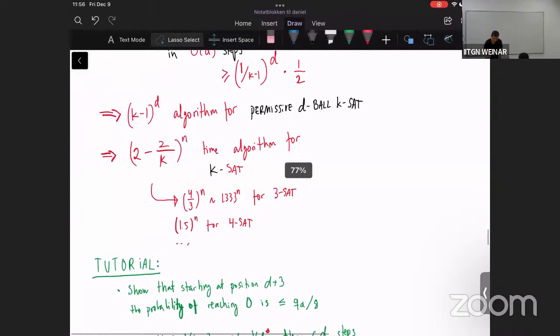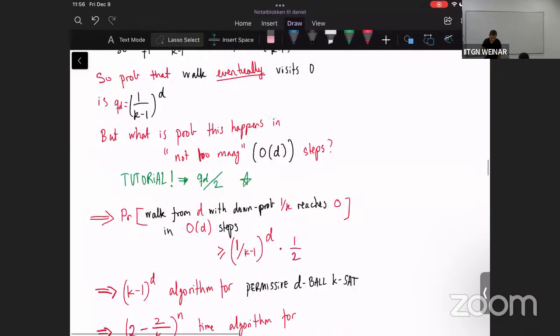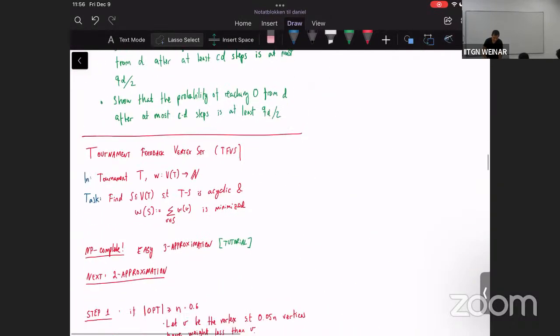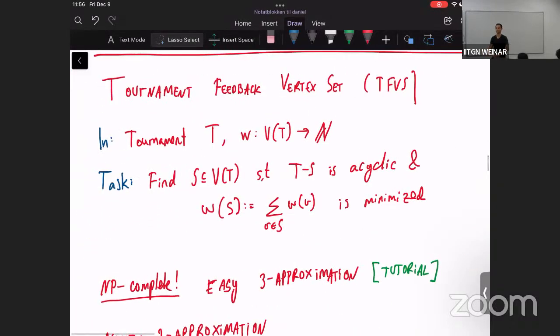Okay, and now, in the tutorial, I will have you show this success probability thing, and now do something completely different. So before we go there, are there more questions about the satisfiability algorithm? No questions from Zoom? No. Okay.